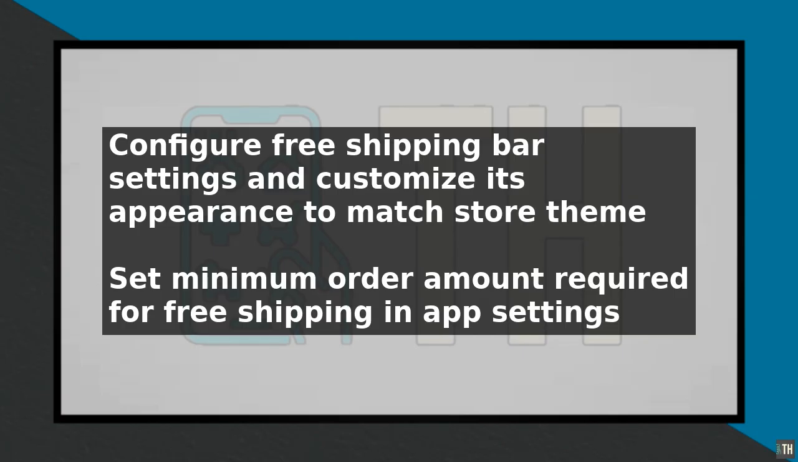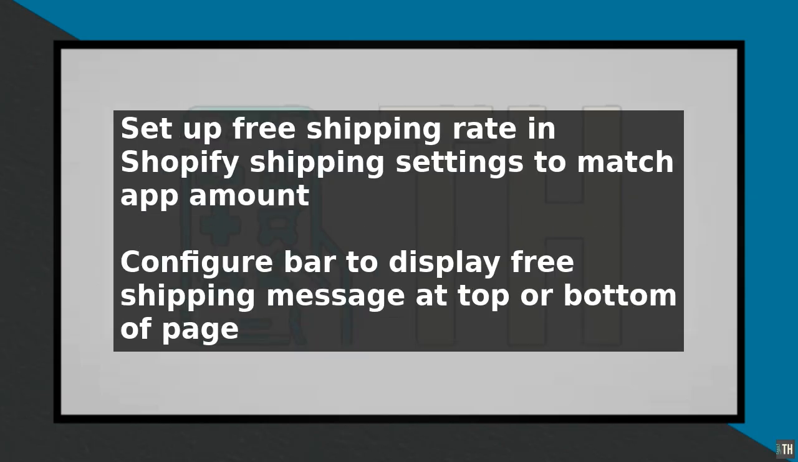Next, you need to set up the free shipping rate in your Shopify shipping settings. Go to Settings, Shipping, and then add a new shipping rate. Choose free shipping as the rate type and set the minimum order amount to match the amount you set in the app. After setting up the free shipping rate, go back to the app settings and configure the bar to display the free shipping message.